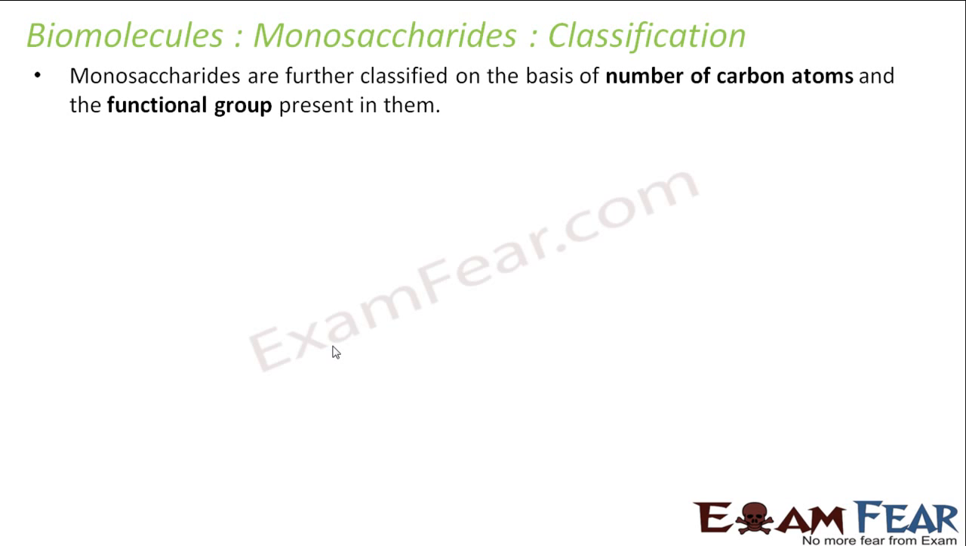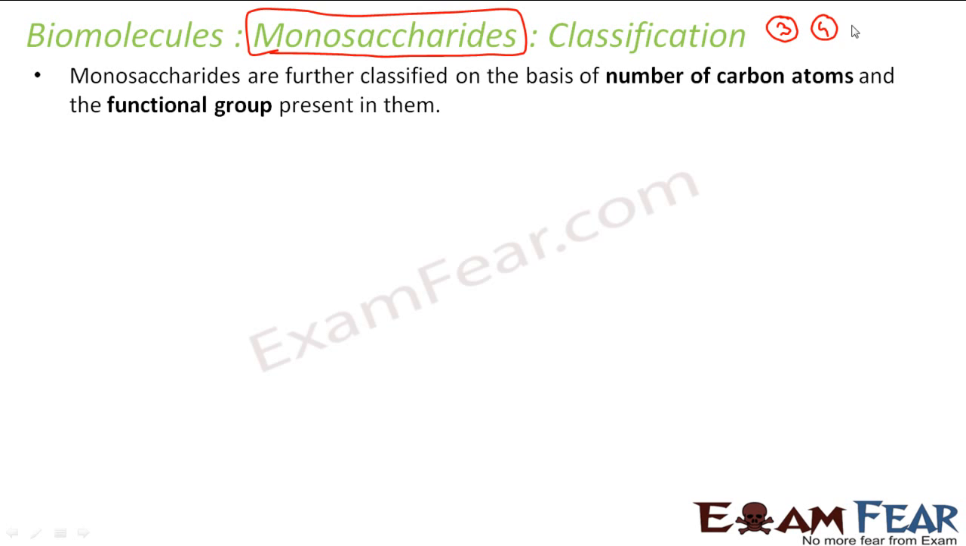Based on the number of carbon atoms and the functional group present, the monosaccharides can further be classified. Please note, this classification is not for carbohydrates in general, this is only for monosaccharides. One small unit, as I told, can have 3 carbons, the minimum being glyceraldehyde. It can have 4 carbons, 5 carbons, something like this, and you put OH and OH here. This is one unit.